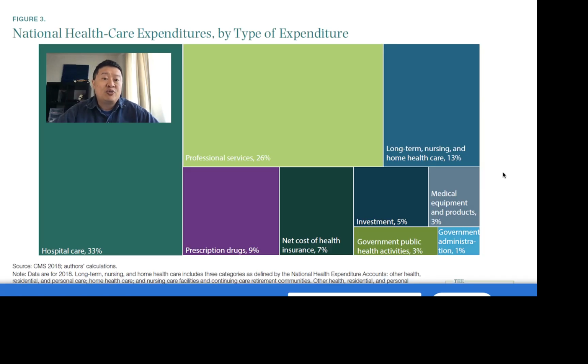This chart shows you where the money is going within the US. So for that 17% of our GDP, where's the money going? Well, the largest is to hospitals, and then professional services, followed by long-term nursing and home health care. And then it's prescription drugs, health insurance, investment, medical equipment, government administration, and government public health activities.